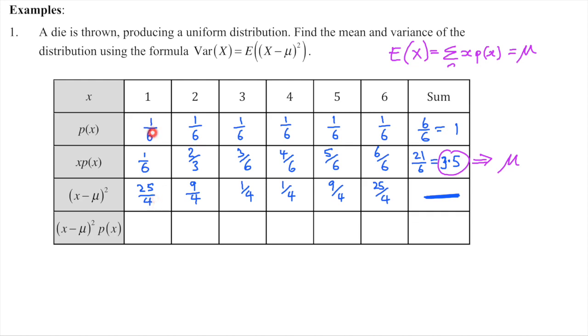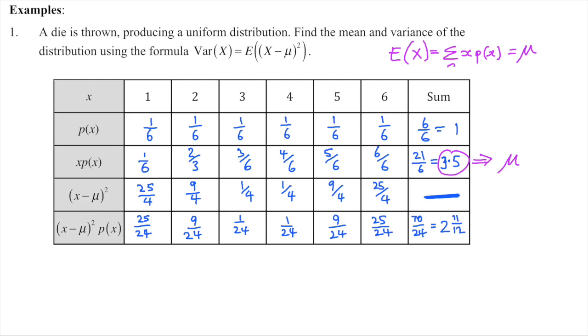So 25 over 4 times 1 over 6 is 25 over 24. The next one, 9 over 4 times 1 over 6, 9 over 24. 1 over 24, 1 over 24. 9 over 24 and 25 over 24. That's what happens when you multiply them all out. Now if I add that row up, it adds up to 70 out of 24, and that becomes, as a mixed fraction, 2 and 11 twelfths.